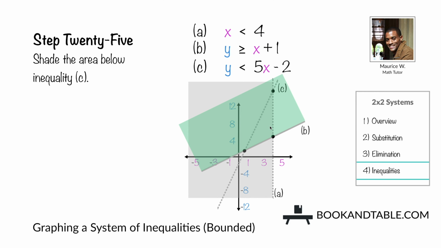And now step 25, shade the area below inequality C. So you go to C here, and since it's less than, you shade the points below that line. And once you've shaded all three of those areas, you see the only area where all three overlap is on the inner part of these 3 points. So this would be the solution to this system. All right, so this is what we call a bounded or closed system of inequalities. And this is how you would find the solutions by graphing the system.